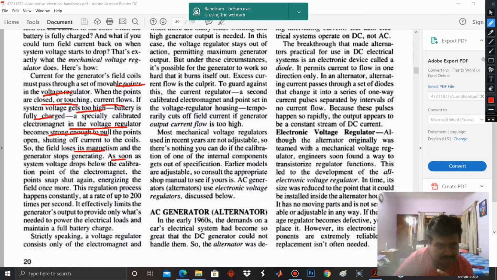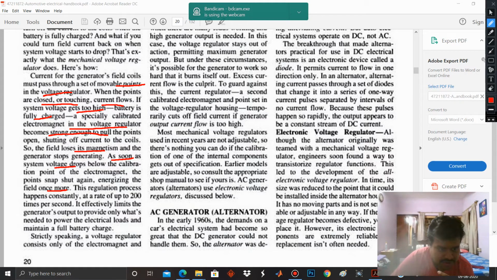As soon as the system voltage drops below the calibration point of the electromagnet, the points snap shut again, energizing the field once more. This regulation process happens constantly at a rate of say 200 times per second. So it effectively limits the generator's output to provide only what's needed to power the electrical loads and maintain the full battery charge.